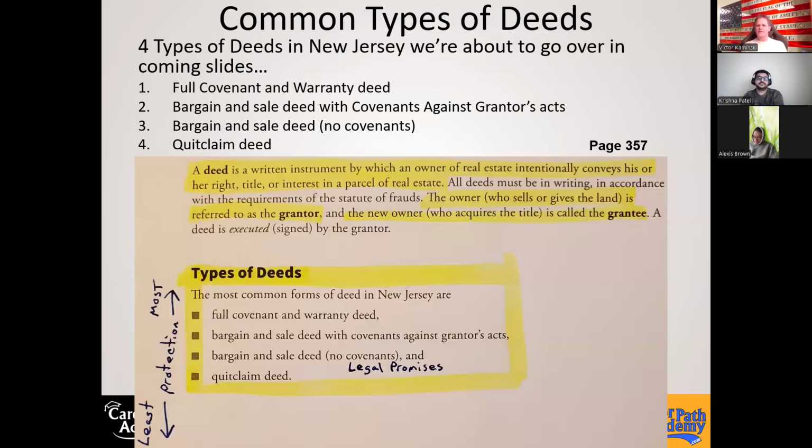Full covenant and warranty deed, basically a full warranty deed. Then the bargain and sale deed with Covenants Against Grantors Act, also known as a CVG or CAG deed. Bargain and sale CAG, bargain and sale CVG type deed. That's just an abbreviation for Covenants Against Grantors or Covenants versus Grantors Act. Then we have the bargain and sale deed. Nothing after that. No covenants go with it. And a quitclaim deed, where the person just gives up any interest of making a claim in it on the property. Okay. So you guys got these highlights and notes down? Yes. Okay.